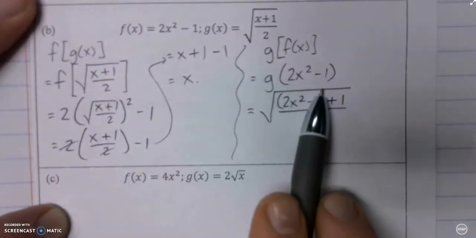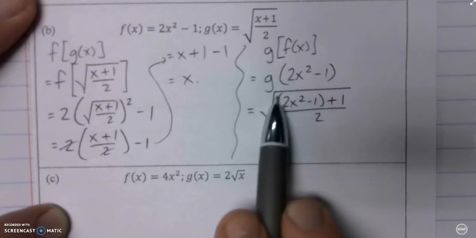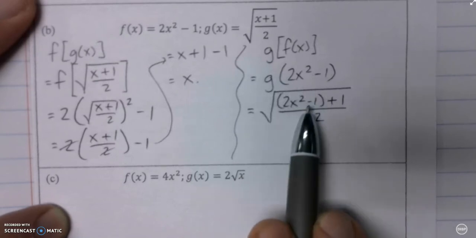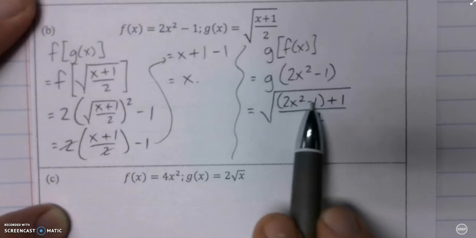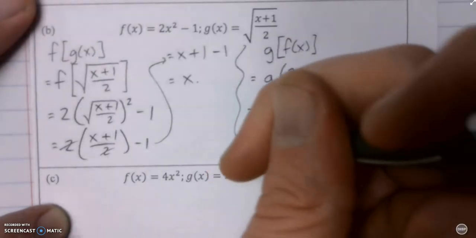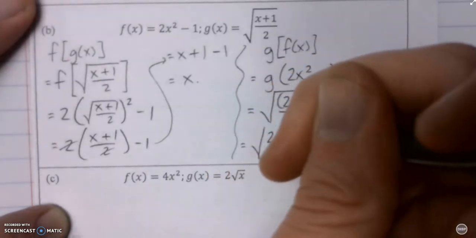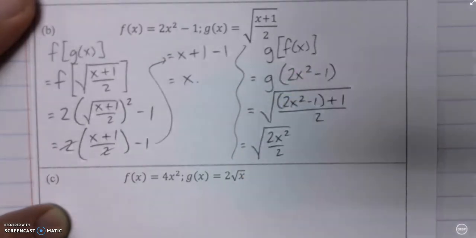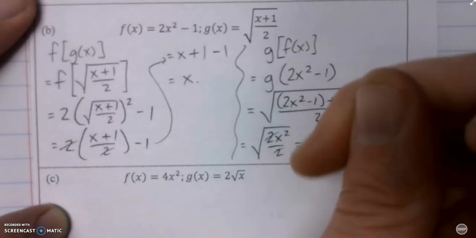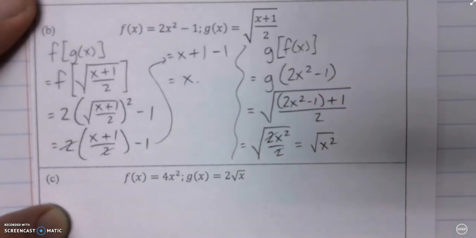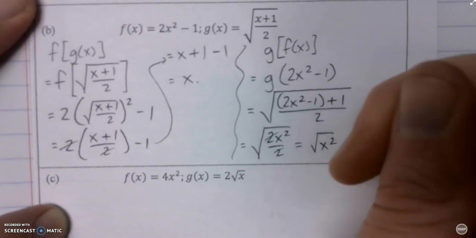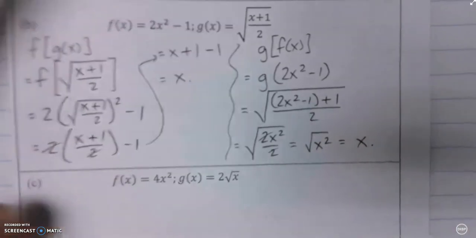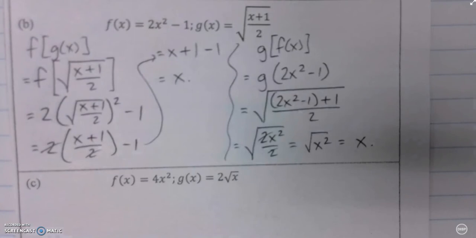Now, these parentheses can be dropped. These grouping symbols are not needed. So the plus 1 and minus 1 would cancel. I get the square root of 2x squared over 2. And the 2's divide out, which leaves me with the square root of x squared. And hey, what's the square root of x squared? It's just x. You don't need to worry about the plus or minus there. You're not solving an equation.